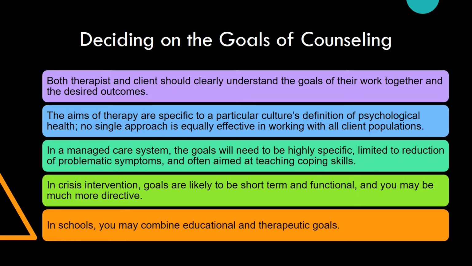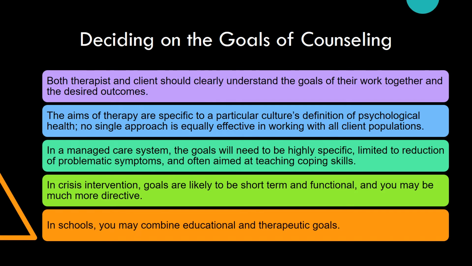Next is deciding on the goals of counseling. So coming up with counseling goals is a collaborative effort between you and the client. So both therapist and client should clearly understand the goals of their work together and the desired outcomes, because outcomes are how you measure your progress and how you're reaching the goals in the therapeutic process. And so the aims of therapy are specific to a particular culture's definition of psychological health. No single approach is equally effective in working with all client populations.